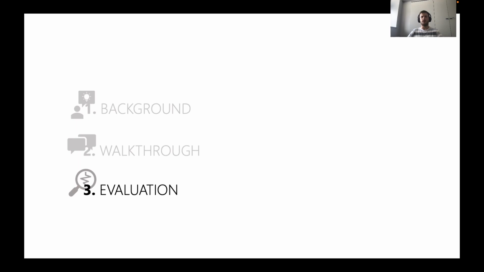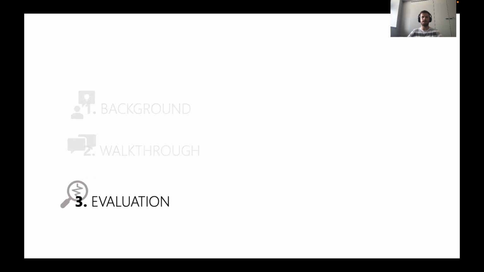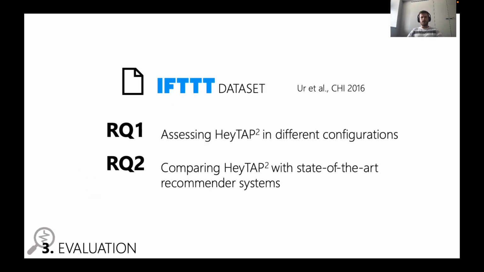We evaluated the recommendation process adopted by ATAP through different offline experiments with simulated users and real-world data. We used a public dataset of trigger action rules extracted from IFTTT to simulate the interaction between users and the system. We explored two different research questions in particular. First, we assessed the recommendation process of ATAP by varying its parameters and reweighting policies. And second, we compared ATAP with state-of-the-art recommendation systems.